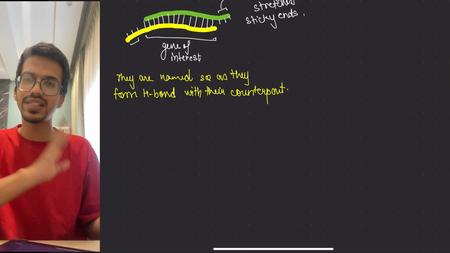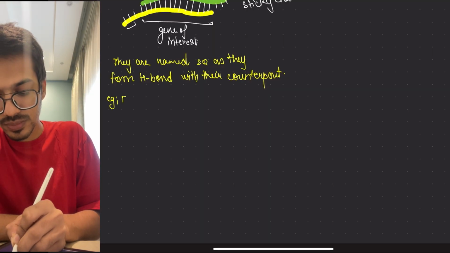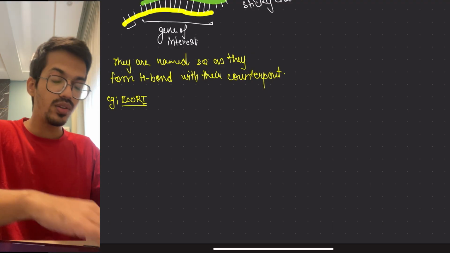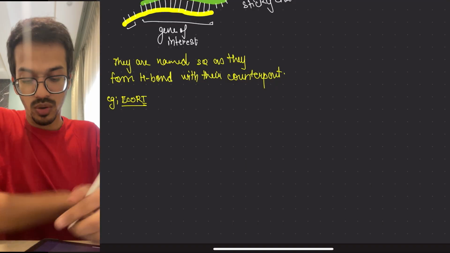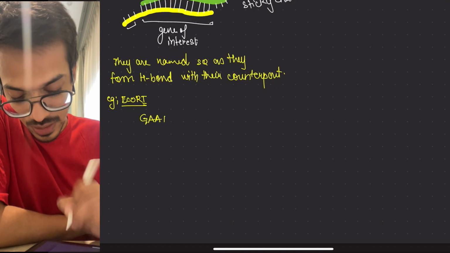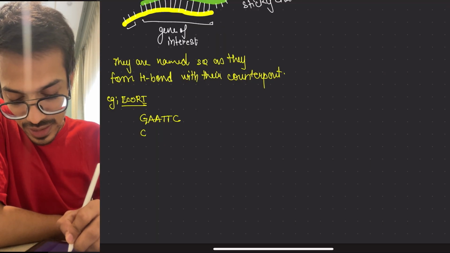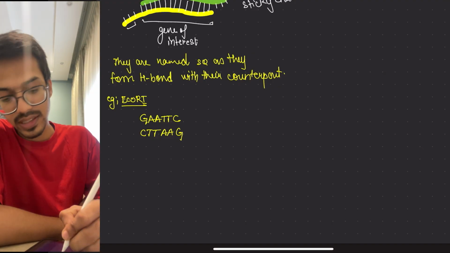If I have to show you an example, let's take E. coli, EcoRI. Now EcoRI will cut your DNA fragment at a particular point. What is the point? For example, GAATTC. This is the one strand. The other strand will have what? CTTAAG. So this E. coli enzyme cuts at GA.